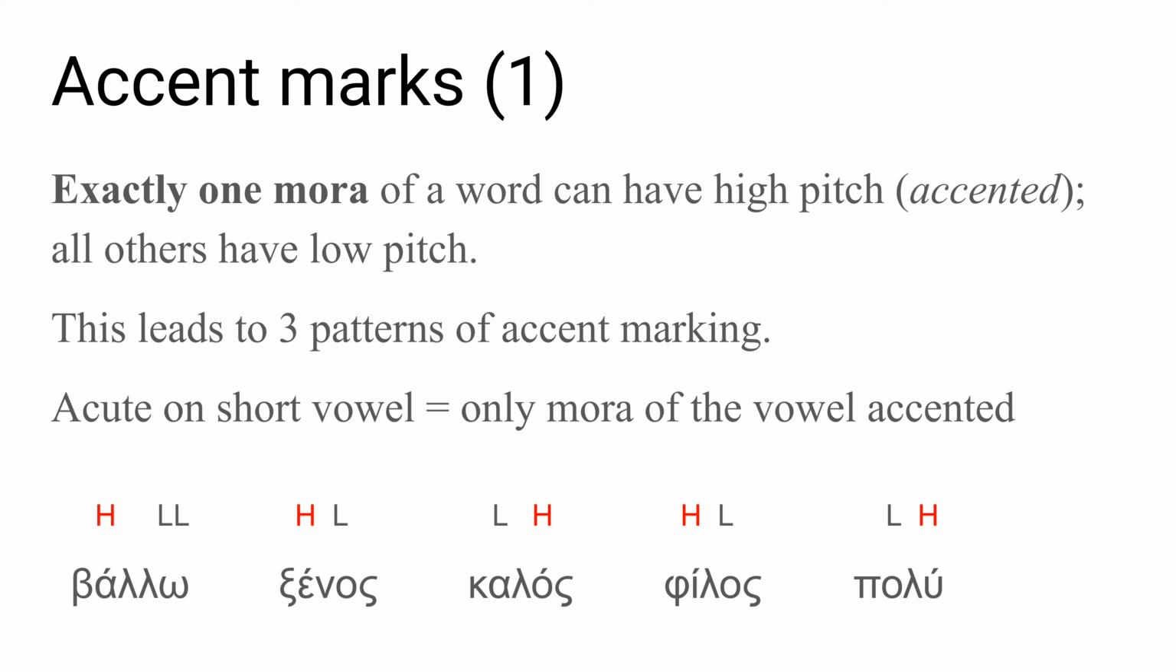If the acute accent falls on a short vowel, it simply means that the only mora of the vowel is accented. Here are some examples. You can see that I've written out all the morae of the words, with the accented mora marked with a red H. Ballo, xenos, galos, pilos, poly.